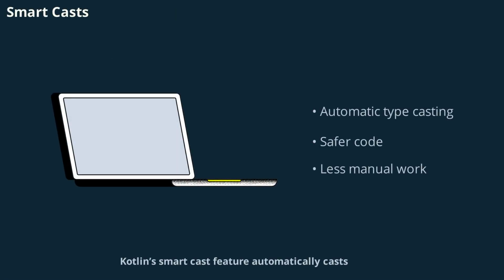Kotlin's Smart Cast feature automatically casts immutable values and performs type checks, reducing the need for explicit casting. This makes code safer and easier to work with, especially when dealing with complex data structures. Java requires manual casting, which can be error-prone and cumbersome.